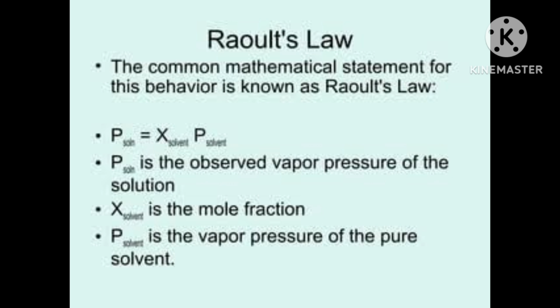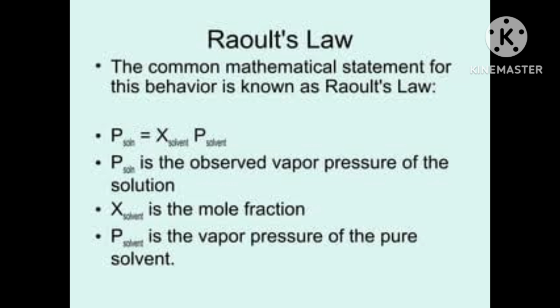Here P1⁰ is the vapor pressure. It is the vapor pressure of the pure component, and its value will be fixed. It is always the vapor pressure of the pure component at constant pressure and temperature.